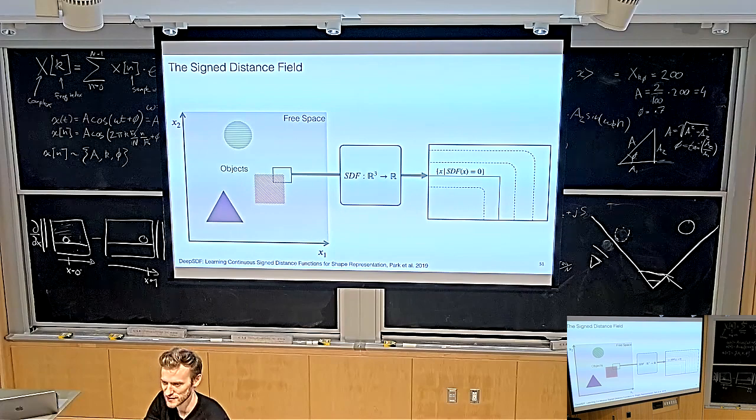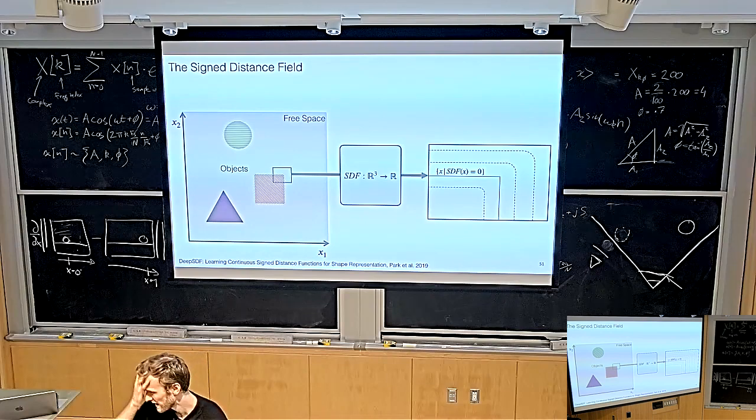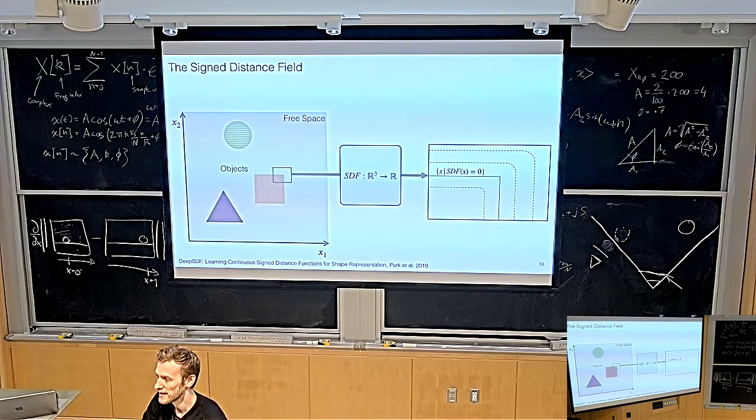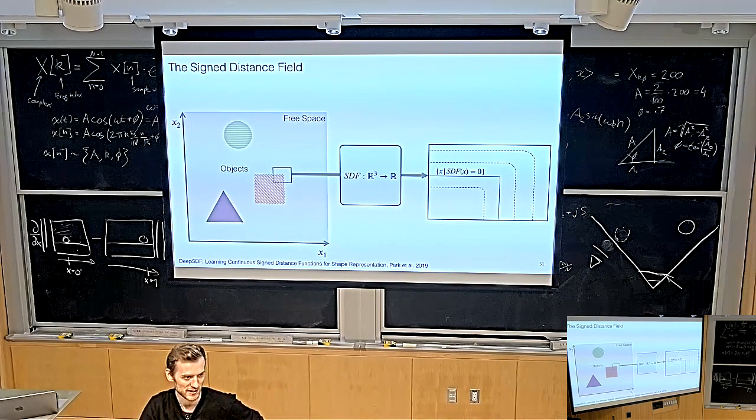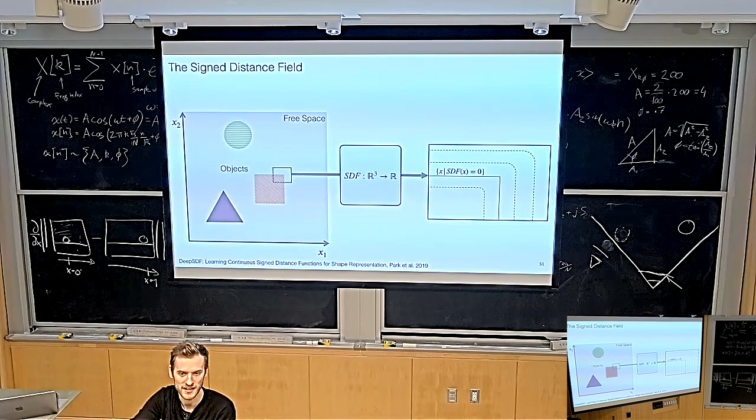I give you the signed distance function, I give you a point, you query the signed distance function. If it's negative, it's inside. If it's positive, it's outside. And actually, that's kind of useful. For instance, in video games, these signed distance functions are often used in physics simulators to evaluate if two things are colliding.